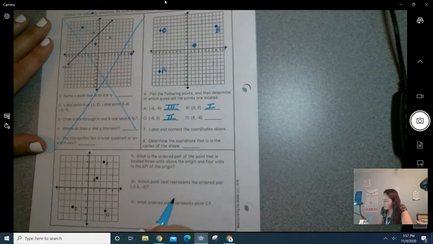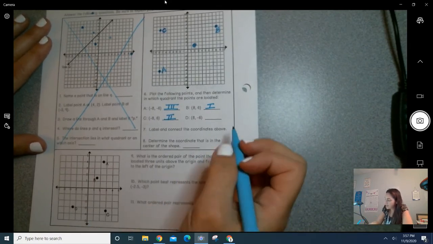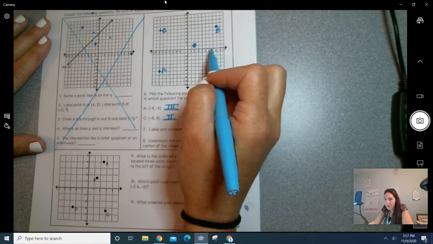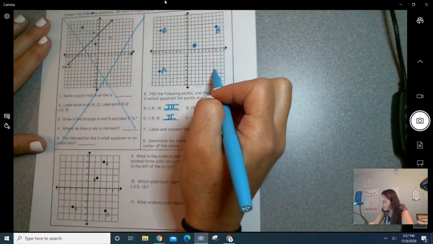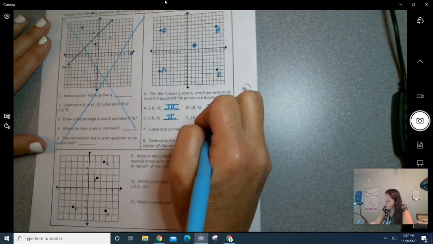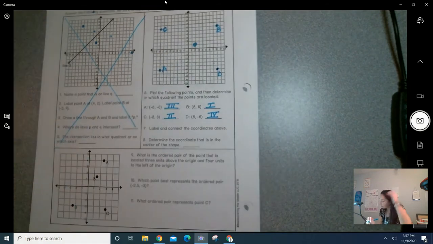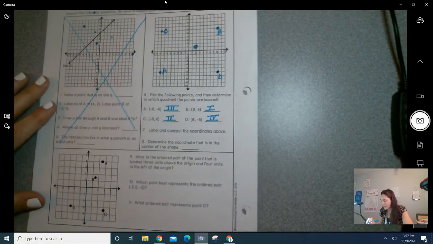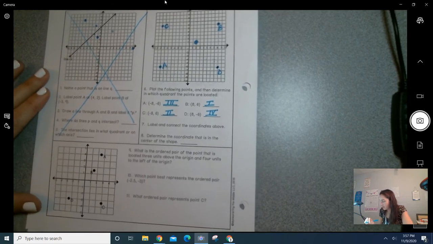And then D is the point 8, -6. So you're going to go to the right 8 and then down 6. And you would have been here for point D, and that is in quadrant 4. Again, you could refer to your foldable that we made in class yesterday.